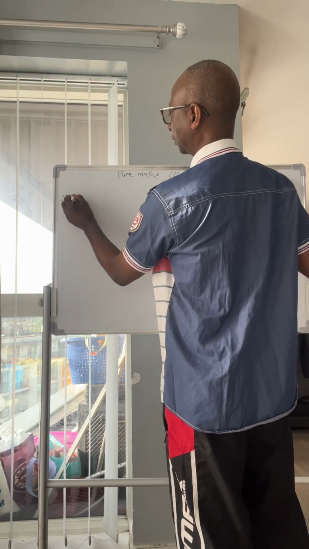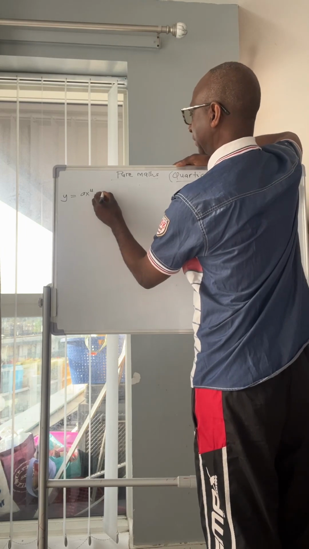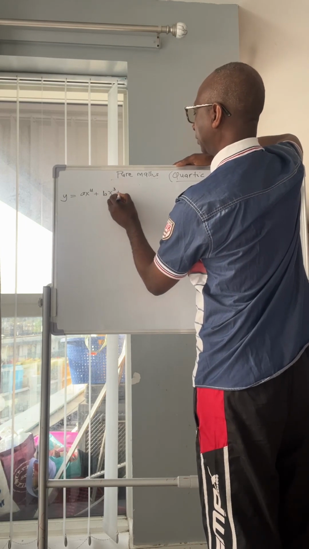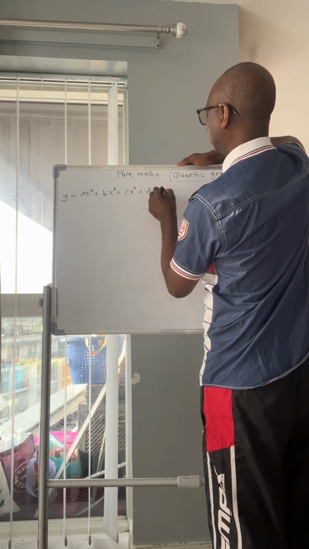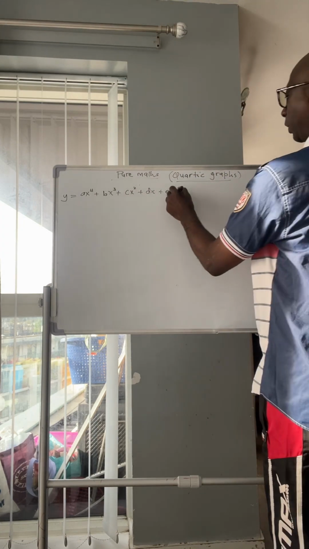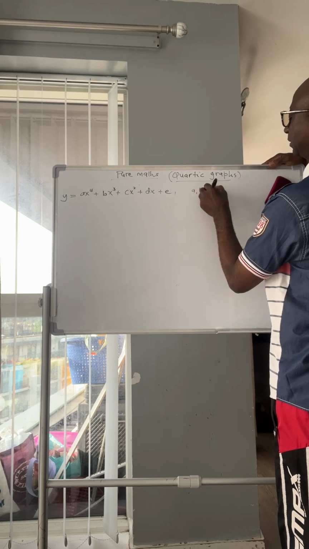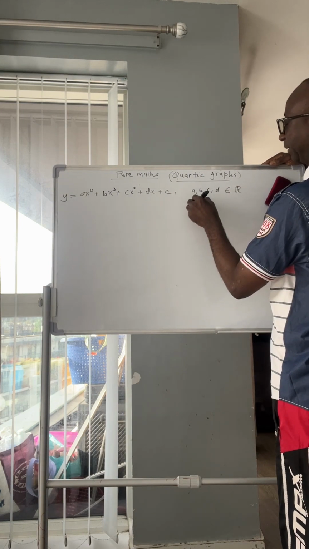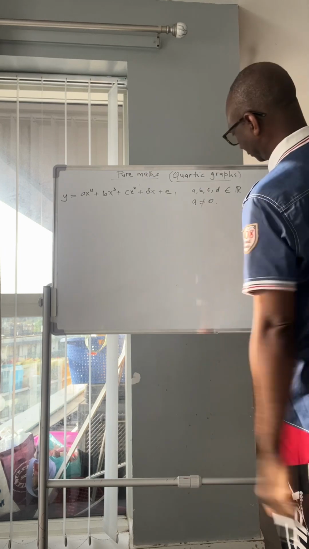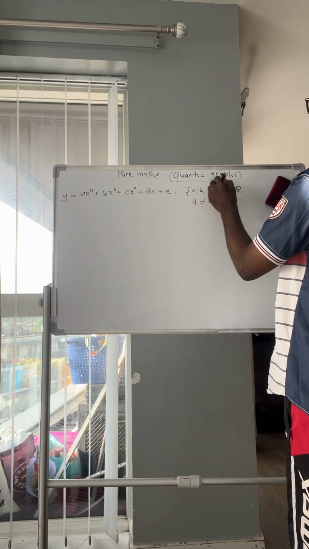Now, when we talk about quartic graphs, we are looking at graphs of this nature: y equals ax to the power of 4 plus bx to the power of 3 plus cx to the power of 2 plus dx to the power of 1 plus e, where a, b, c, and d are all real numbers, and a cannot be equal to 0. So this is the condition.